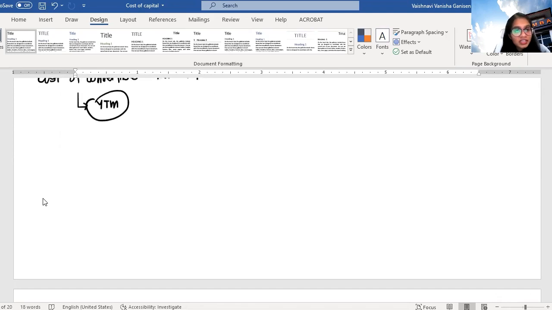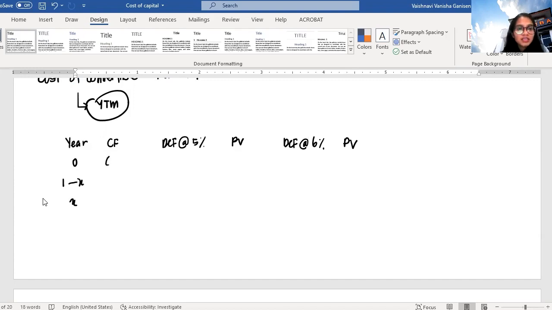So guys, when you do this question, it is year, cash flow, discount factor at 5%, present value, discount factor at 6%, present value. Now, year 0, year 1 to X number of years. Here would be market value, here would be interest times 1 minus T, and here redemption value. So then you might ask me, so Miss, what's the difference?